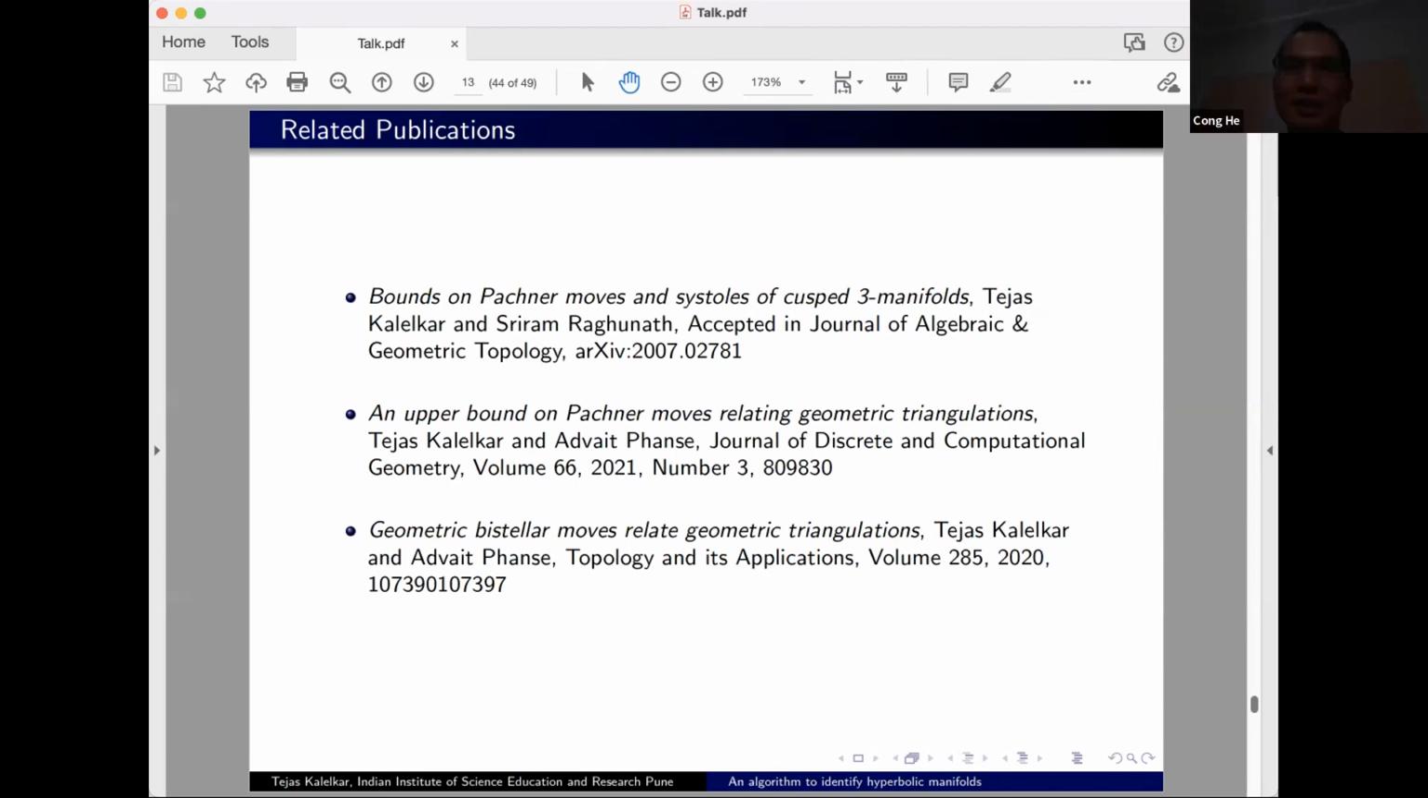I have a question. Since you talk about the geometric barycentric subdivision, I know the barycentric subdivision, but I don't know the concept of geometric barycentric subdivision. Is this related to the metric? Yes, it is related to the metric.